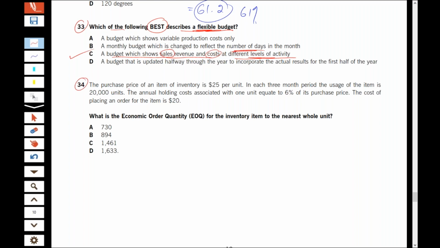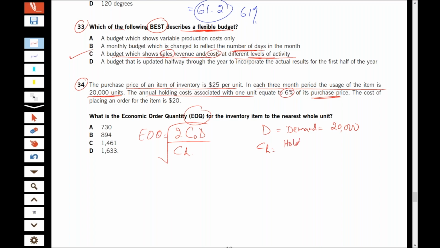Question number 34. The purchase price of an item of inventory was 25 per unit. What is EOQ? EOQ is a formula: square root of 2 C naught D upon CH. In each 3 months, the usage of the item is 20,000 units. That means D is for demand. The annual holding cost is 6% of the purchase price. CH is holding cost, 6% of the purchase price of 25. 6% multiplied by 25 is 1.5. C naught is ordering cost, that's 20.